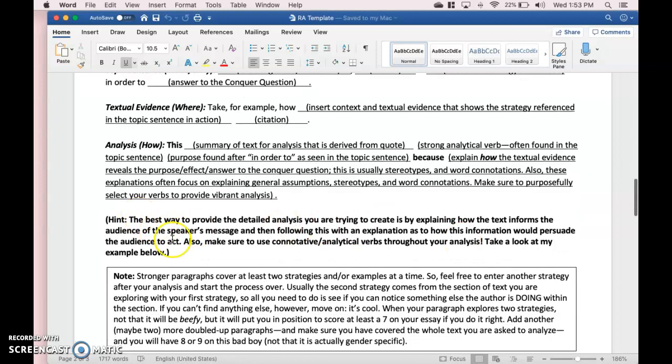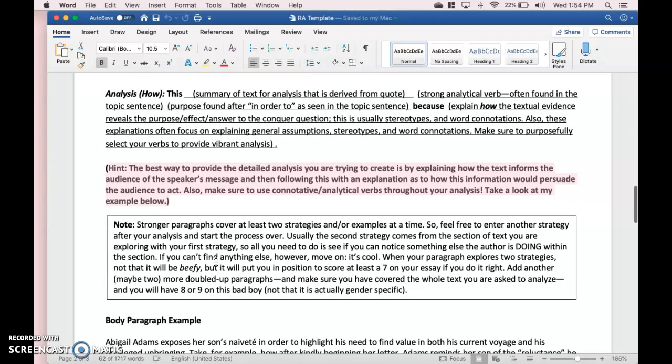The best way to provide the detailed analysis you are trying to create is by explaining how the text informs the audience of the speaker's message, and then following that with an explanation as to how that information would persuade the audience to do something. Remember, our Conquer answer is 2 parts. It tells us how we are informing the audience, but also how we are persuading that audience. You want to also make sure to use those verbs from your verb list. So let's look at the example below.